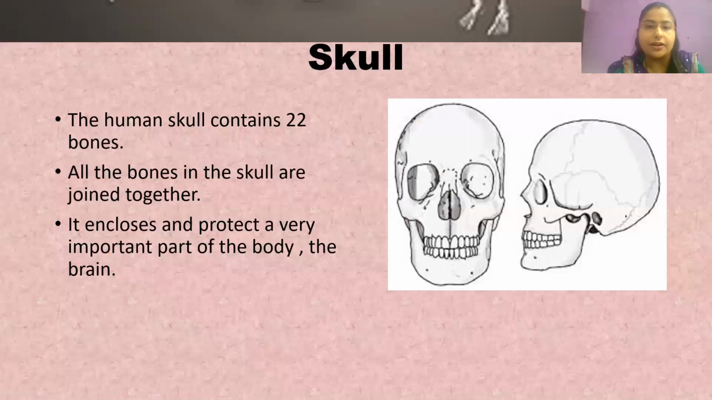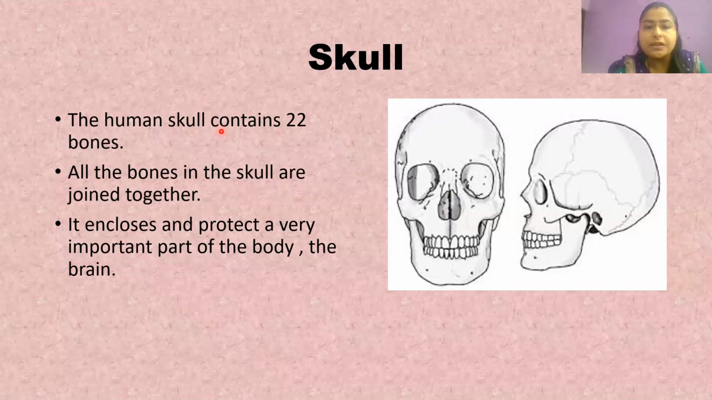First, we will see skull. Skull. The human skull contains 22 bones. This is our skull, and in the skull there are 22 bones. All the bones in the skull are joined together. All the bones in our skull are joined to each other. They cannot move. Okay. It encloses and protects a very important part of the body, the brain. The most important part of our body is the brain. It is inside the skull. Skull protects the brain.